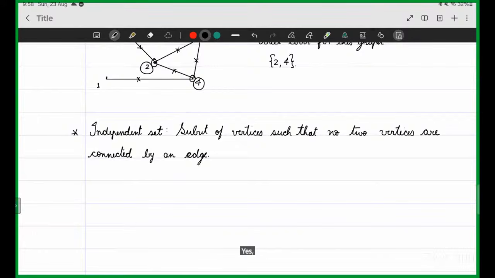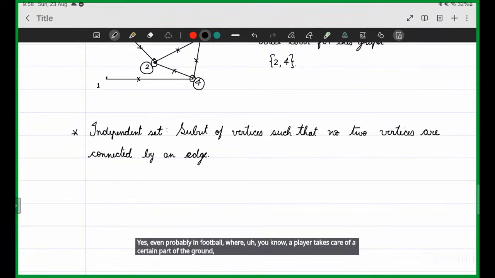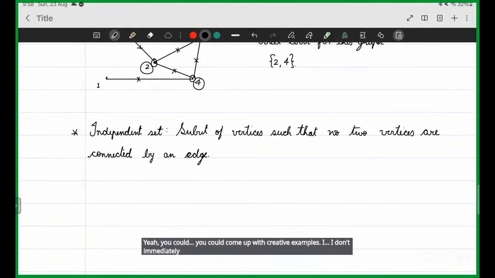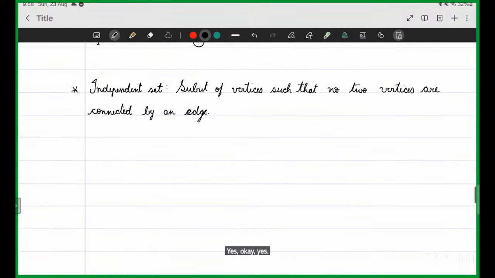Right? Yes, sir. Even in football, where a player takes care of a certain part of the ground or stuff like that. Yeah, you could come up with creative examples. I don't immediately get what you're saying, but let's not spend more time on it. All right. Sure, sure. We have some other graph theory problems that we have to at least discuss before, let's say, 10-15. Yes, sir. Thank you.